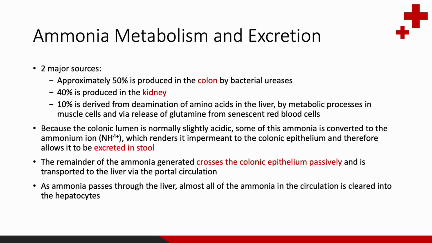Because the colonic lumen is normally slightly acidic, some of this ammonia is converted to the ammonium ion, which renders it impermeant through the colonic epithelium and therefore allows it to be excreted in stool. The remainder of the ammonia generated crosses the colonic epithelium passively and is transported to the liver via the portal circulation. As ammonia passes through the liver, almost all of the ammonia in the circulation is carried into the hepatocytes. A series of subsequent cytoplasmic reactions eventually produce arginine, and this can be dehydrated to urea and ornithine.